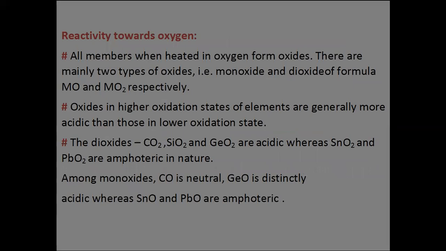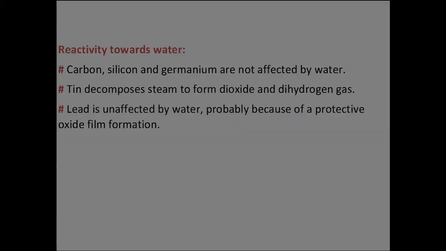Reactivity towards oxygen. All members when heated in oxygen form oxides. There are mainly two types of oxides, monoxides and dioxides of the formula MO and MO2 respectively. Oxides in higher oxidation states of elements are generally more acidic than those in the lower oxidation state. The dioxides, that is carbon dioxide, silicon dioxide, and germanium dioxide are acidic, whereas tin dioxide and lead dioxide are amphoteric in nature. Among monoxides, carbon monoxide is neutral, germanium monoxide is distinctly acidic, whereas tin and lead monoxides are amphoteric.